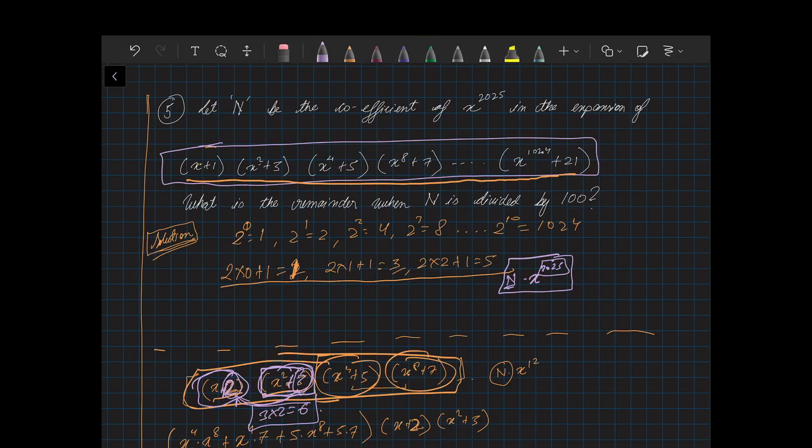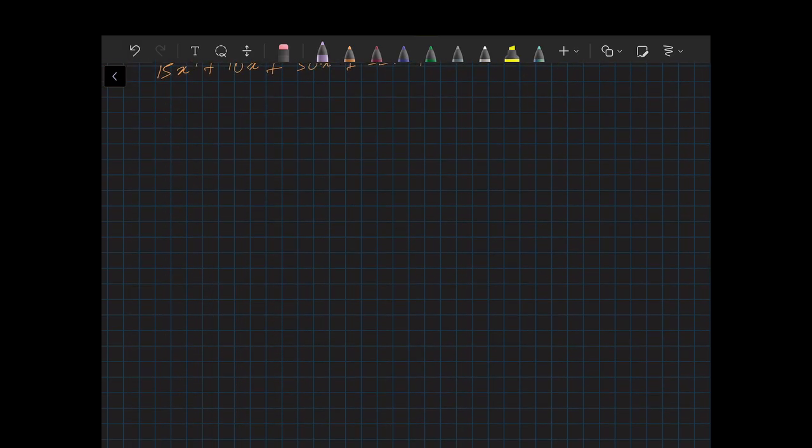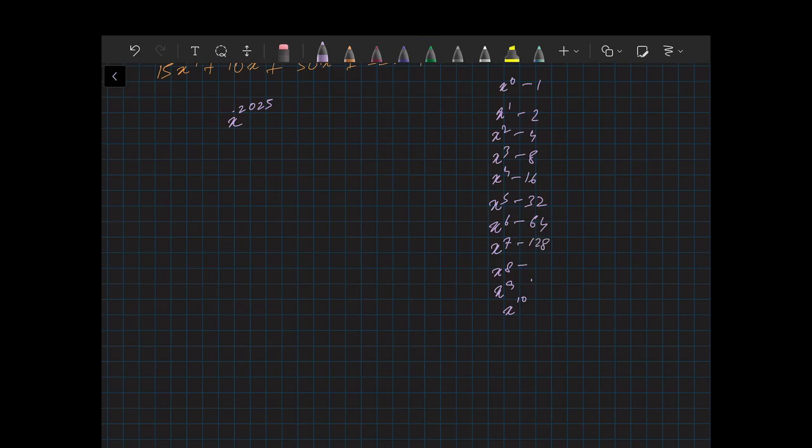So first let's focus on which terms will contribute towards creating x to the power 2025. Also remember that the terms we are going to use here are from x to the power 0 till x to the power 10. So all of them will be powers of 2. Let me explicitly write all of them down so that there is no confusion. This will be 1, 2, 4, 8, 16, 32, 64, 128, 512.